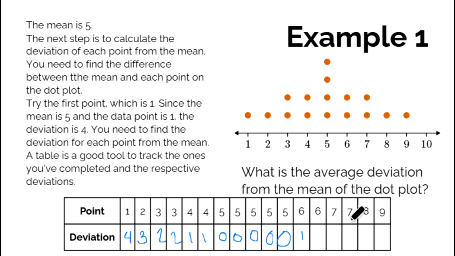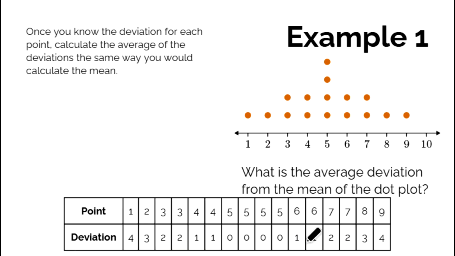It's deviating 1, okay? 7, it's deviating 2 steps. 8, it's deviating 3 steps. And 9, it's deviating 4 steps, okay? So this is what the chart looks like, and it should all match.